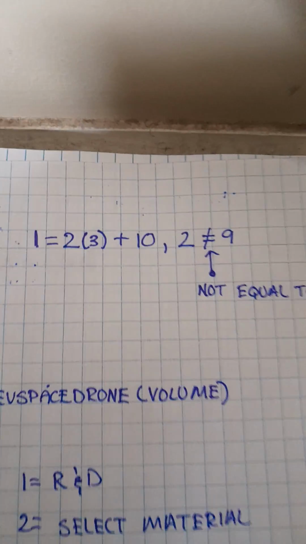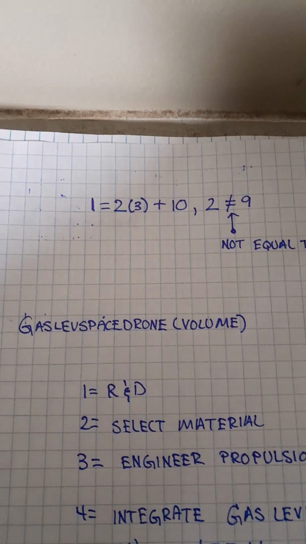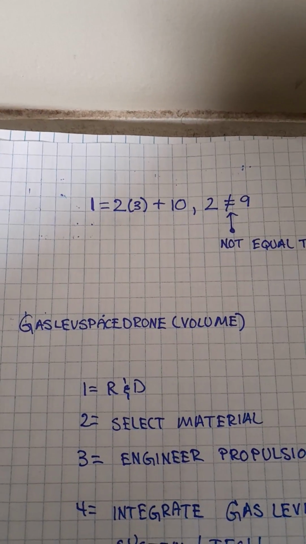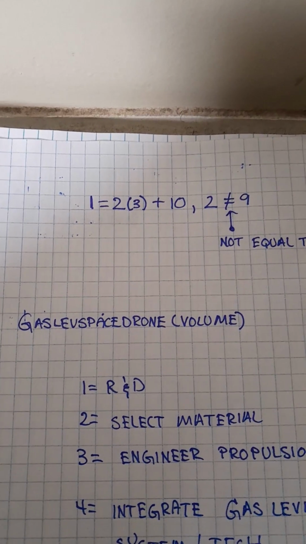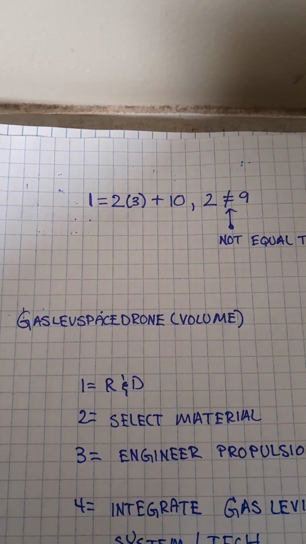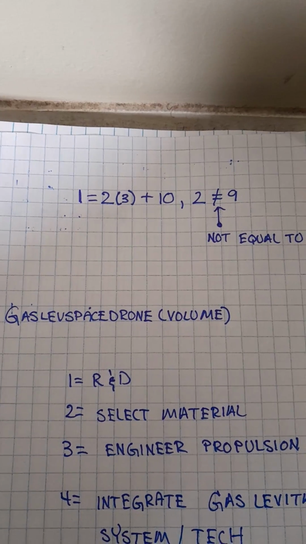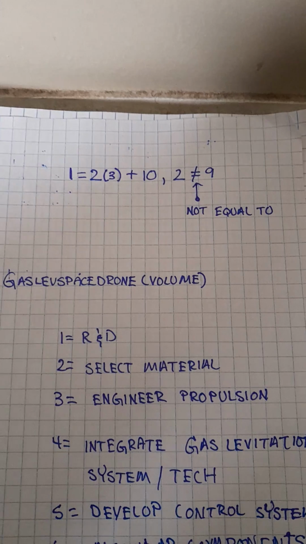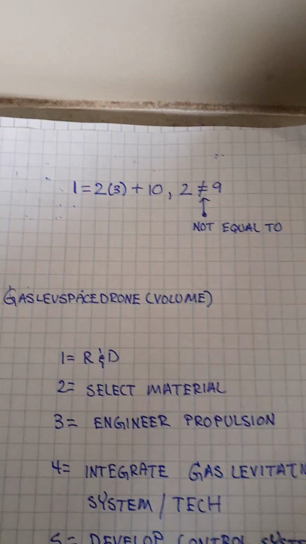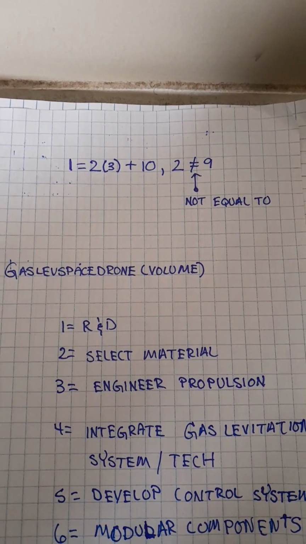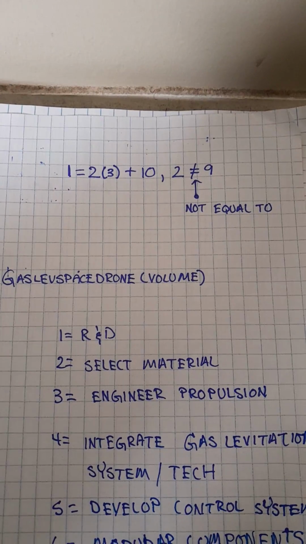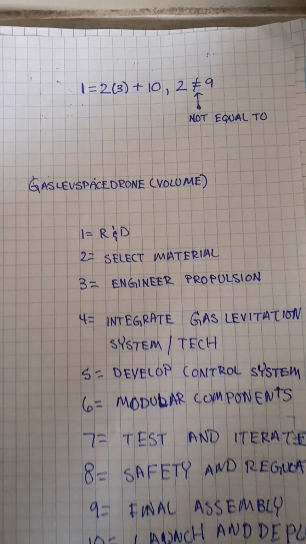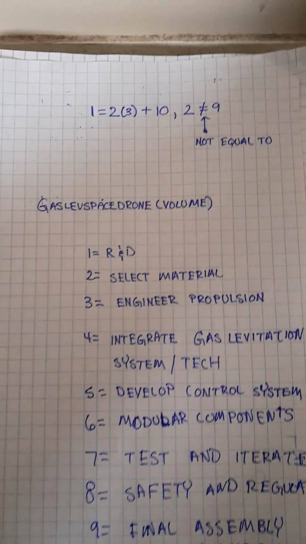So, and then this is all done. So basically 1 equals 2. So that would be saying research and development equals select materials times engineering propulsion plus the launch and deployment out of selecting materials is not equal to final assembly.